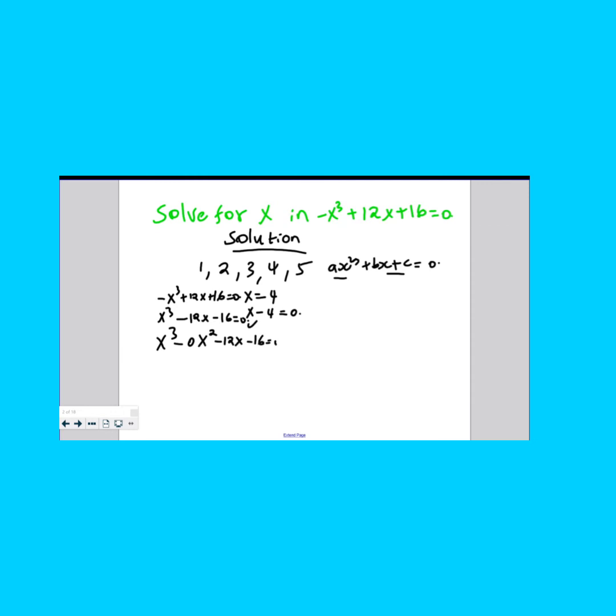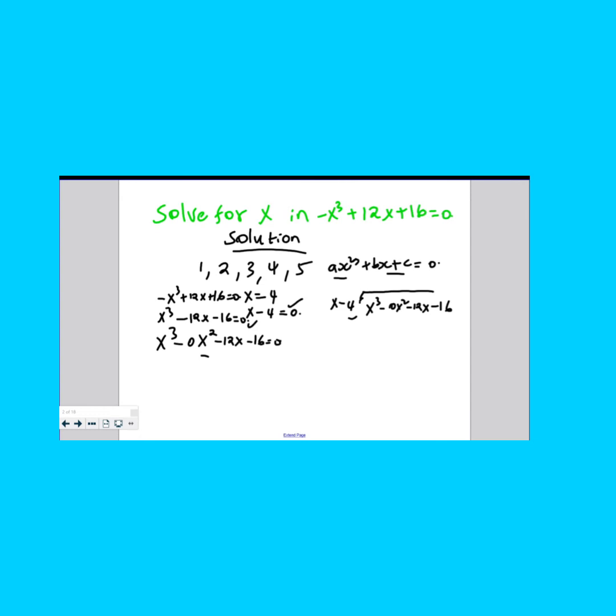Now I use the long division method to divide my equation. You just write the equation inside: x cubed minus 0x squared minus 12x minus 16, and divide by the root that we obtained earlier, x minus 4 is equal to 0. In dividing this, we are finding a value.